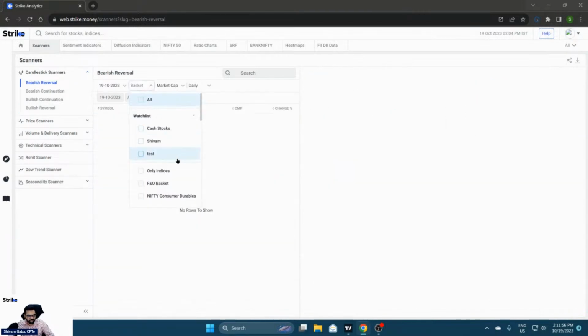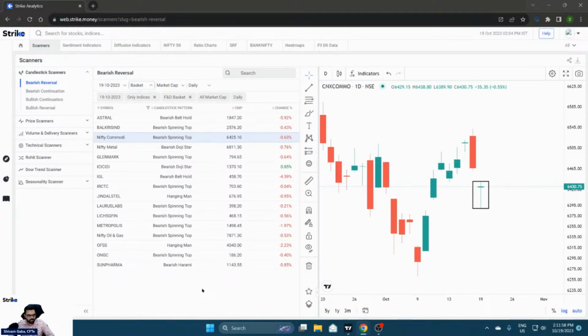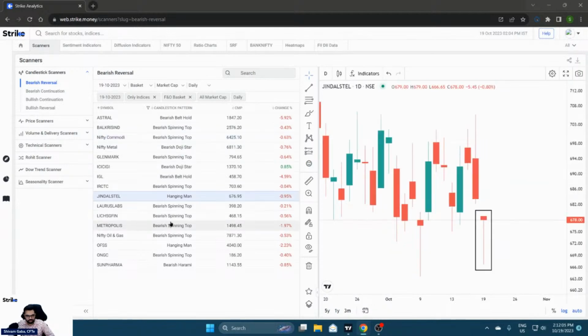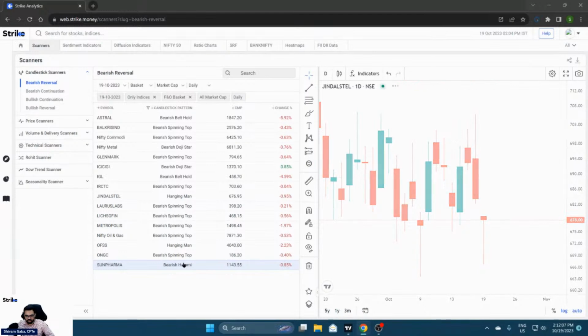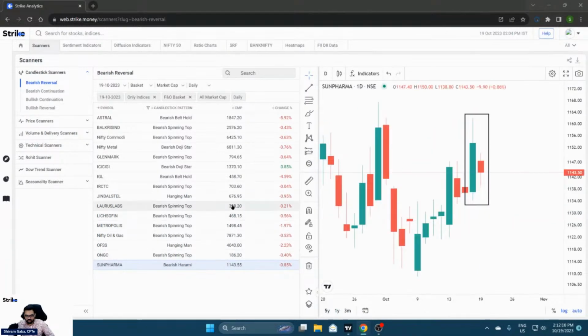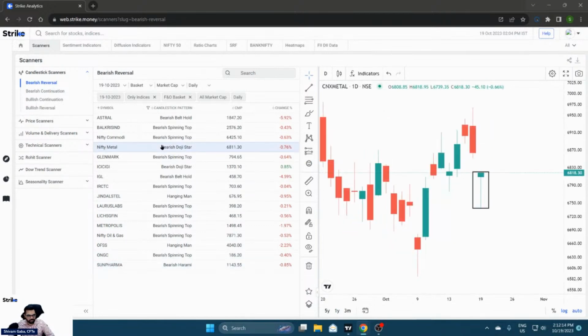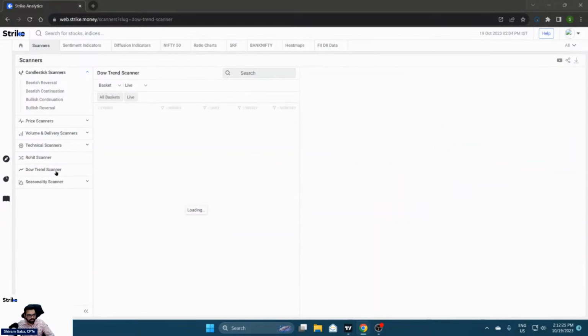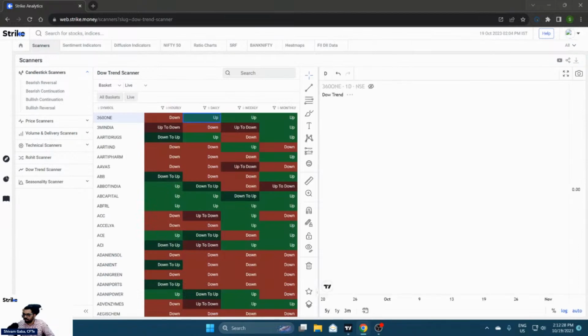In terms of bearish, we do have some interesting patterns like hanging man or bearish harami. All these are very easy to spot with the candlestick scanners. You can just go ahead to this and figure out if there are any important patterns forming. If we look at the Dow trend scanner for the day, let's see what kind of signals are coming today.